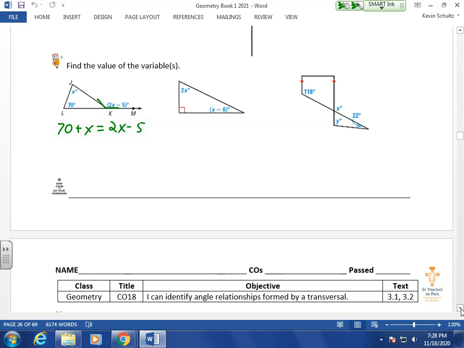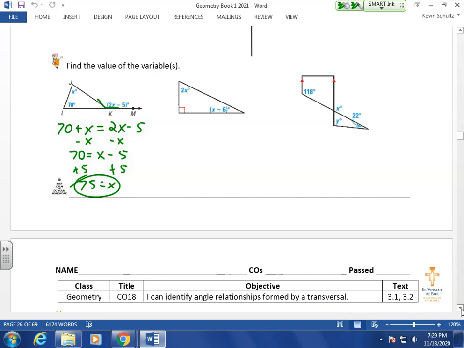So now we can use some algebra here. We can move our x term over. 70 equals, not 2x anymore. Silliness. 2x minus x is just 1x, right? 70 equals x minus 5. Add 5 to both sides, and we get 75 equals x.